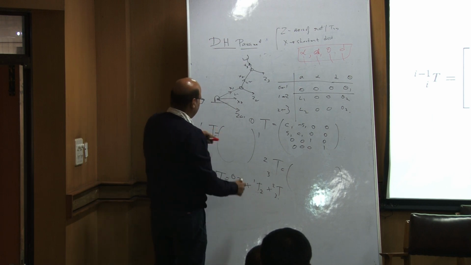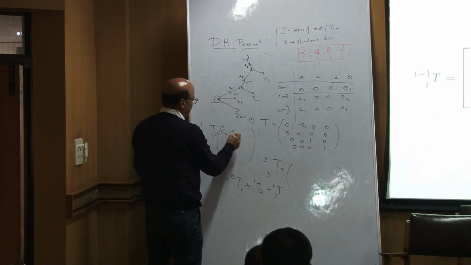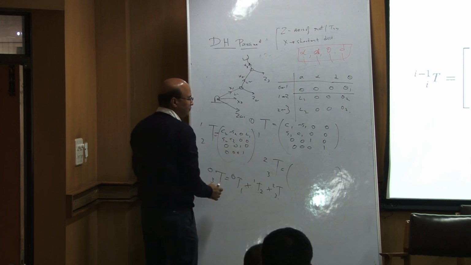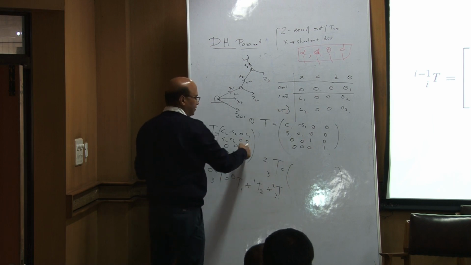Okay. Similarly, here it will be cos 2, minus sin 2, sin 2, cos 2, 0, 0, 1, 0, 0. This will be L1, 0, 0. This is 0, 0, 0, 1. So you can just take this one and put it in there, you'll get this matrix.